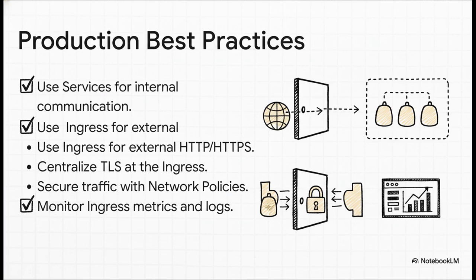Rule 1, use services to keep internal traffic internal. Rule 2, use Ingress as the one and only front door for all your web traffic. 3, centralize your security, your TLS certificates, right at the Ingress. 4, lock down communication between pods using network policies. And finally, you have to monitor everything. This is the playbook for running real-world, production-grade applications.